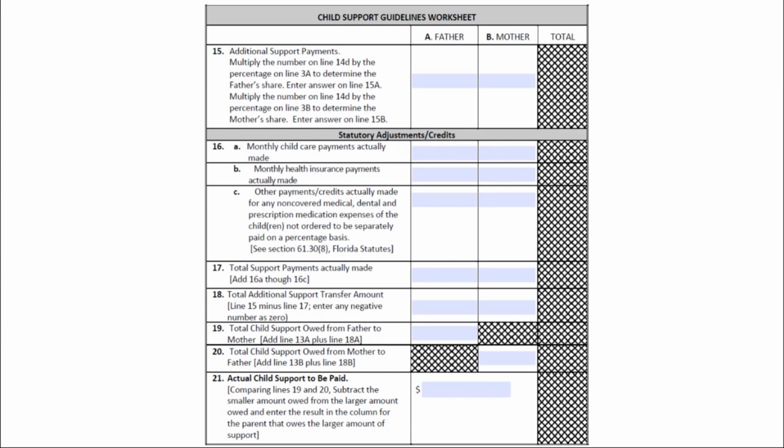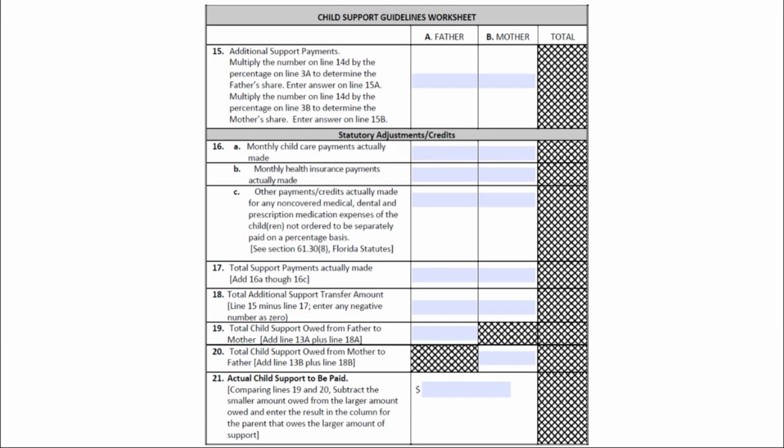Similarly, you can determine the total additional support transfer amount for the mother by taking the number stated in 15B and subtracting the amount stated in 17B and putting that number in 18B. Once again, any negative number should be entered as 0. Section 19 allows you to calculate the total child support owed from father to mother by adding the amount in line 13A to the amount listed in 18A. Put this total into 19A.